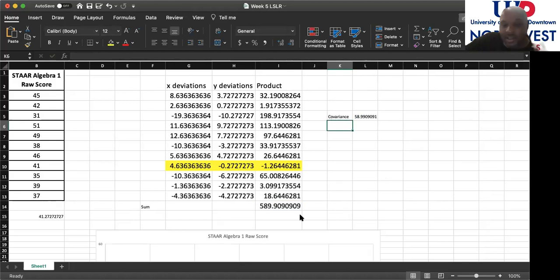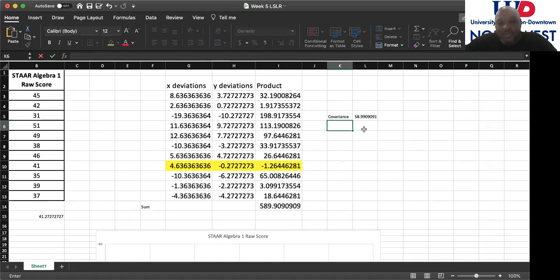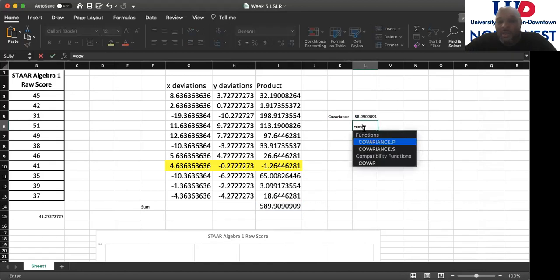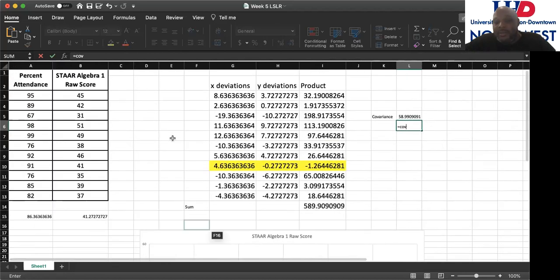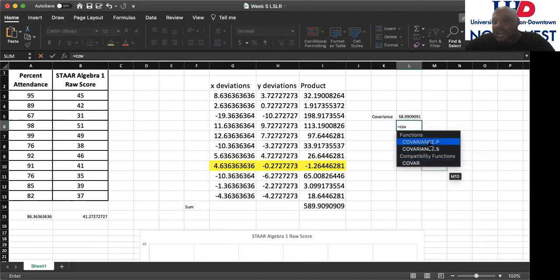Now, is there a quicker way to do this? Yes, we have a formula. So I made y'all do all that. I'm going to show you the formula now. The formula is just, you have a covariance formula here. And this is the covariance of a sample, by the way. So notice when I type in covariance, I get covariance P and covariance S. So y'all see that? I want to do covariance S.